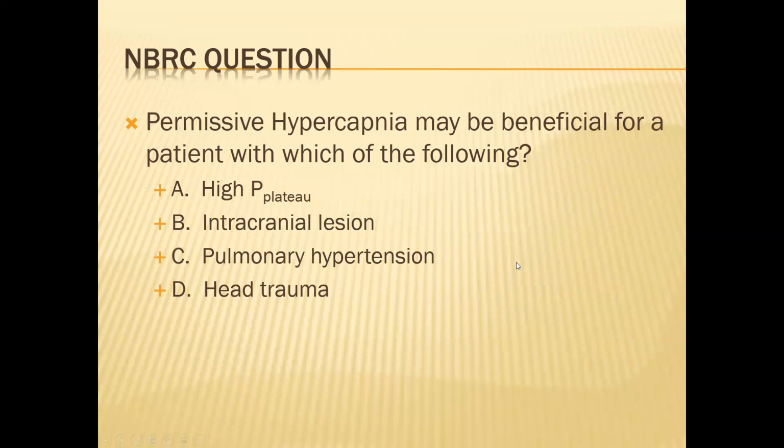NBRC question: permissive hypercapnia may be beneficial for a patient with which of the following? So permissive hypercapnia, you don't change the ventilator settings to get a normal pH and a normal CO2. You allow high CO2s, you allow the pH to go down to 7.28, or is it 7.25?